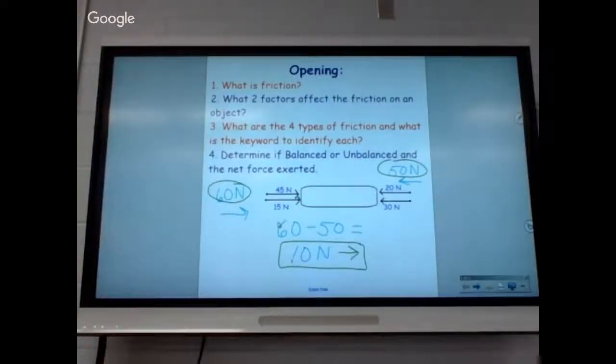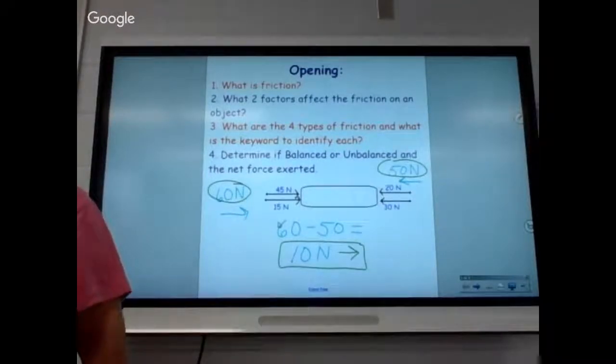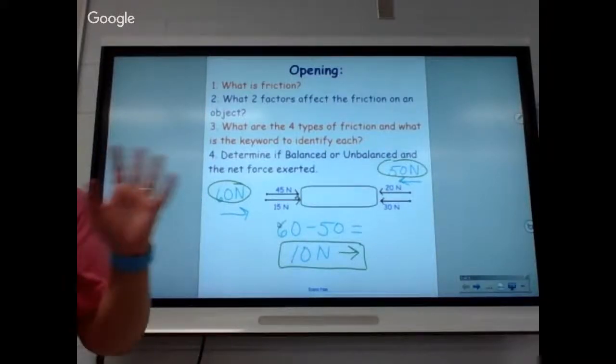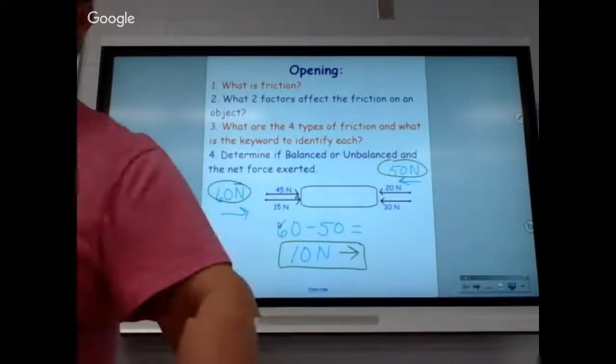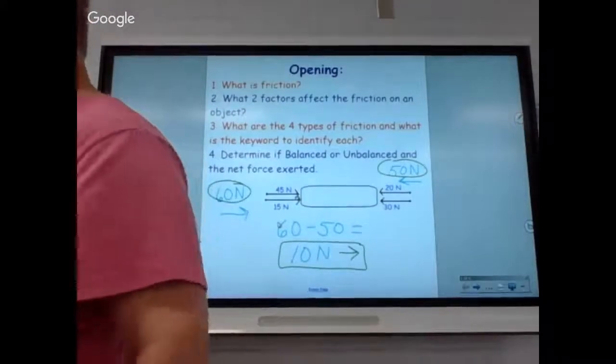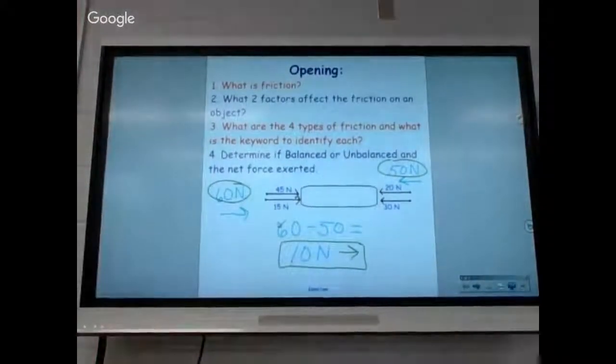Now, is that balanced or unbalanced? Unbalanced. Very good. Any questions about that? All right, everybody good with up to number 5? How do you know if it's balanced or unbalanced? Unbalanced is anything other than 0. So if you get 0, it's a balanced force. If it's not 0, it's unbalanced. Okay? Everybody good? It's a good question. We did that on Friday.